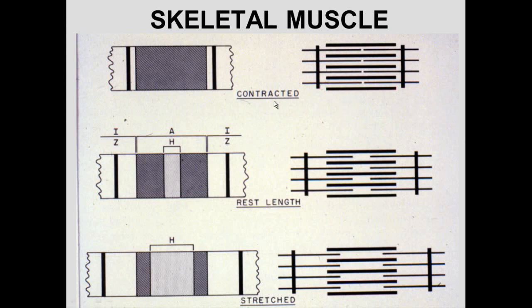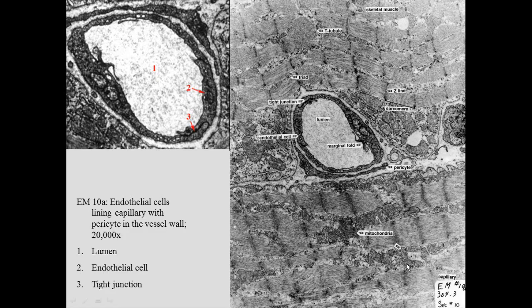And here we can see what happens when contraction occurs. It brings the Z lines closer to one another. Whenever it's relaxed or stretched, the Z lines are further apart. And so the actin filaments move in relation to the myosin. Myosin stays put. The actin with the Z line is what changes there.